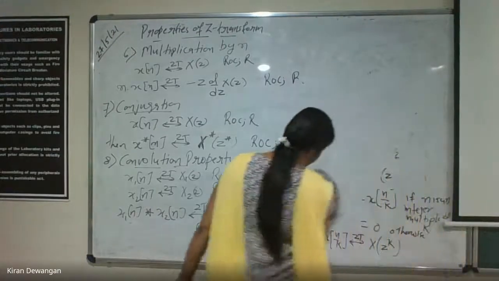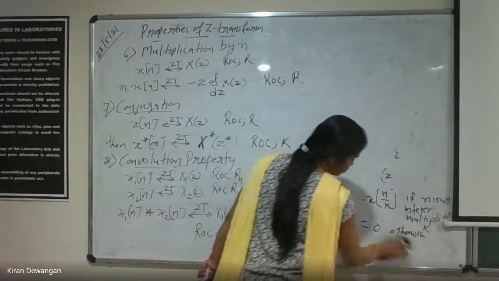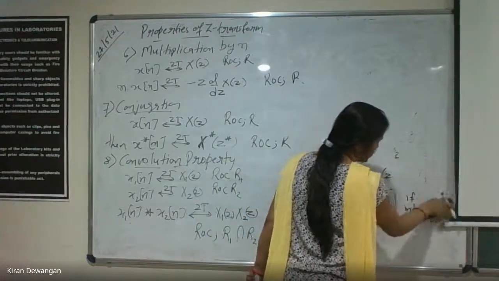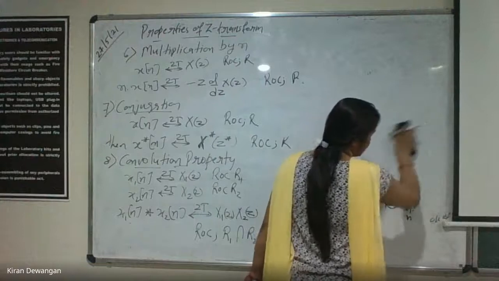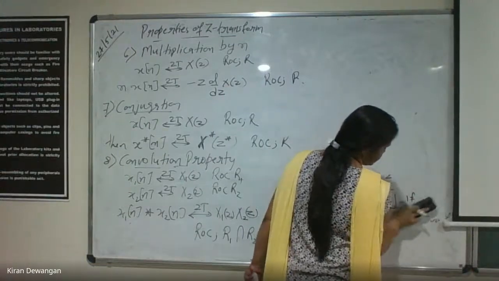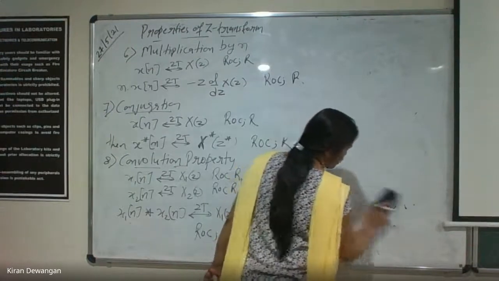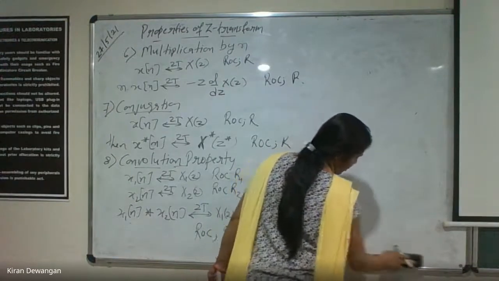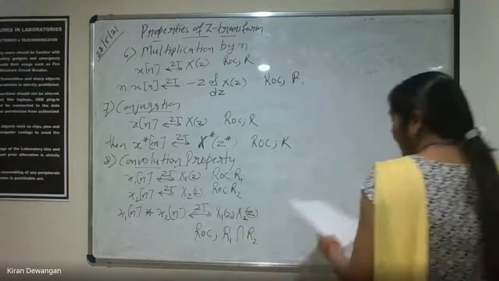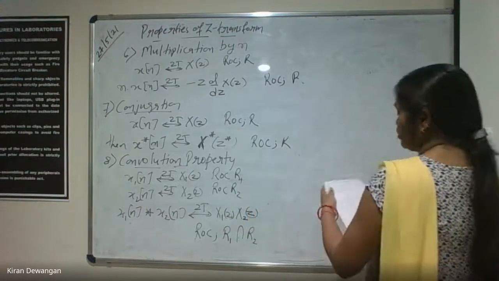These properties are very important to understand, as we will make use of them for solving the numericals. We need to understand how the properties work and where we can make use of them when solving numericals. Eight properties done, convolution property.